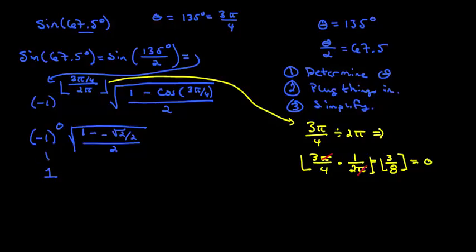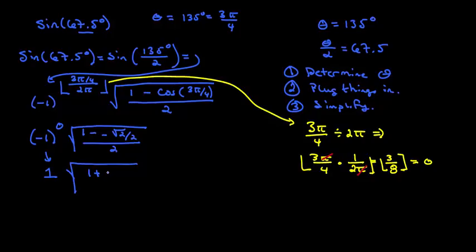This will either be positive or negative 1, depending on what the power is. So how can you figure this out without doing this right here? You can also figure it out by saying what quadrant your angle is in. Sine of 67.5, 67.5 is in quadrant 1, and so the sine is positive. So this out front should also be positive. It's another way of looking at it.